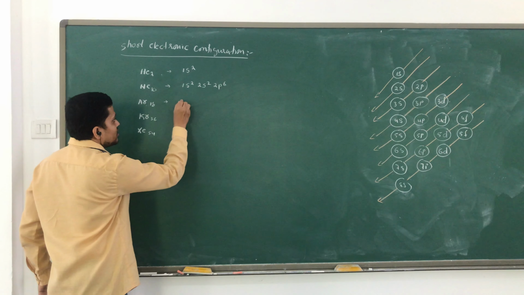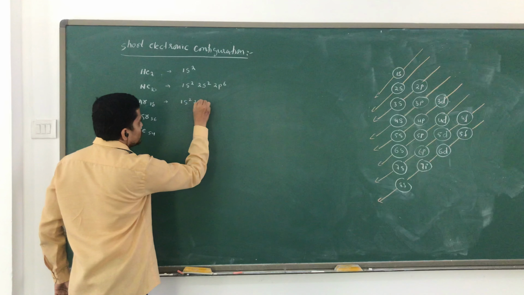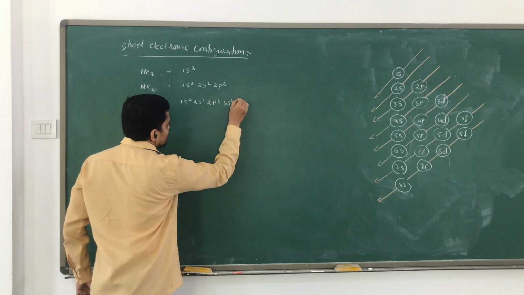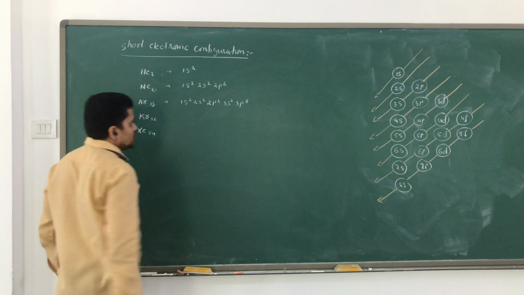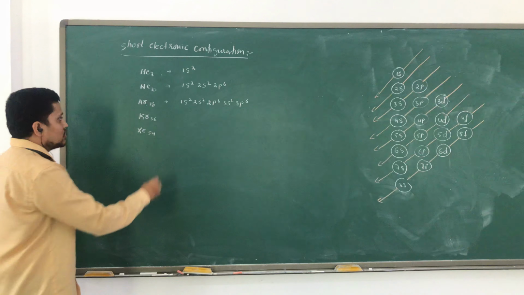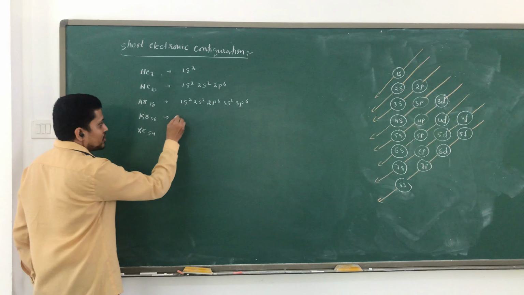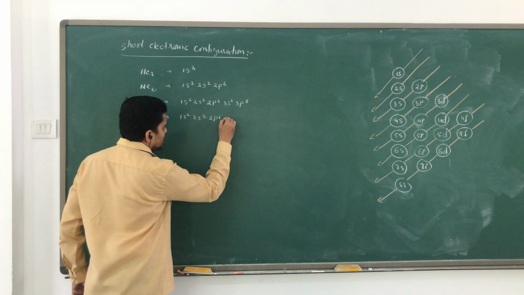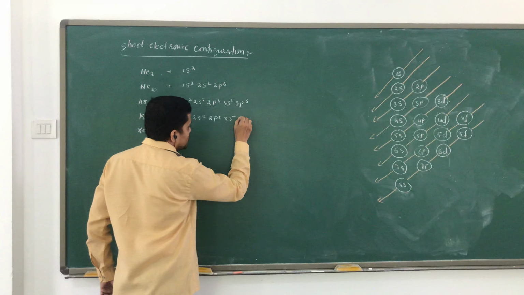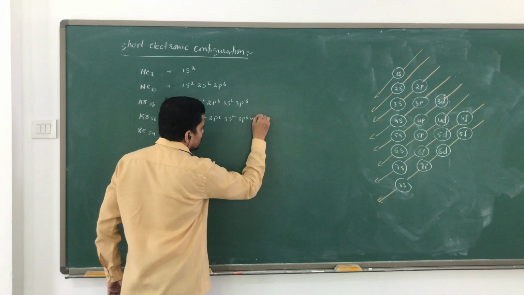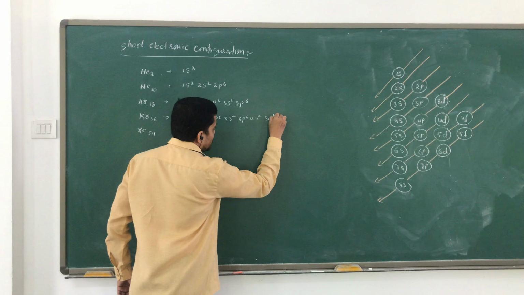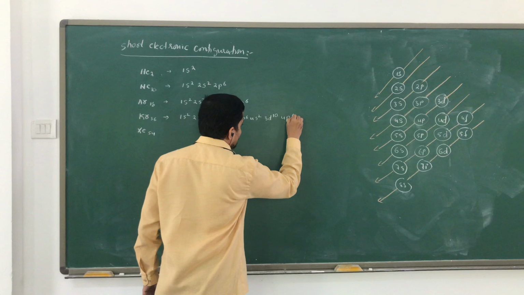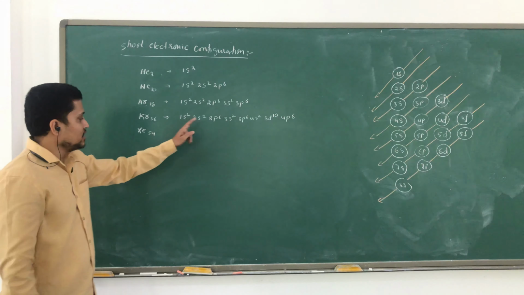Now argon: 1s2, 2s2, 2p6, 3s2, 3p6, total 18. Then krypton: 1s2, 2s2, 2p6, 3s2, 3p6, 4s2, 3d10. Now 3d10 is coming in between. Then 3d10 and 4p6. You can count 36.